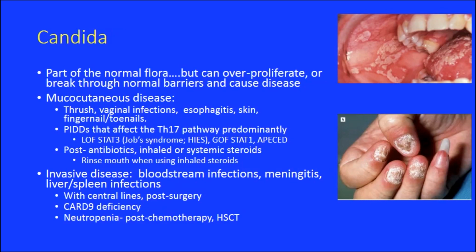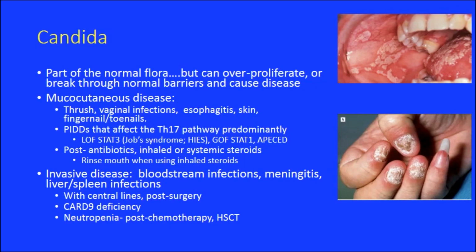So I'll talk a little bit more about which primary immune deficiencies actually result in having trouble with Candida. It's usually those that affect what we call the Th17 pathway. I'll show all of you a picture of that, but it's a certain type of lymphocyte.